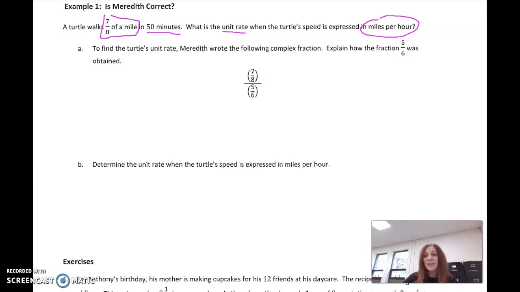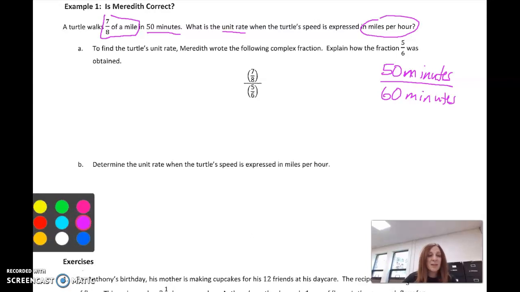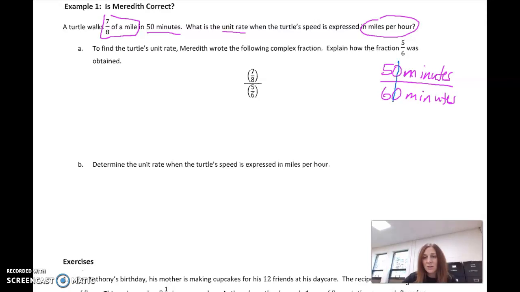Well, it comes out of the fact that there's 50 minutes out of 60 minutes. All right, so if we have 50 minutes out of 60 minutes, that's where that 5/6 comes from. You can divide a 10 out of both of them if you want to think of it that way, or just cross out the zeros. So 50 minutes, if we were going to do this, we would do 7/8 of a mile out of 50 minutes, except it wants hour. So that 5/6 represents the hour.